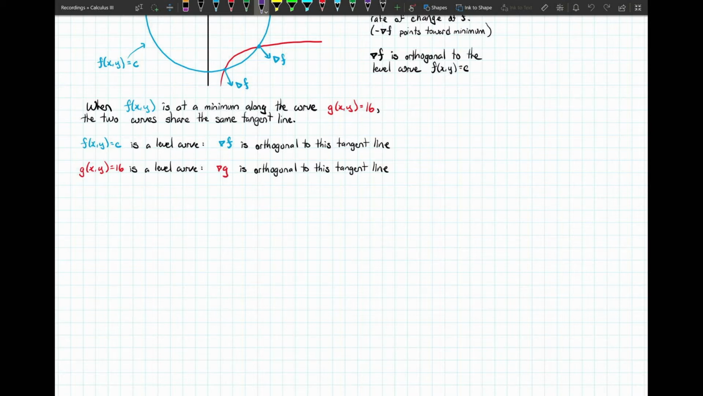Well, in 2 dimensions, if we just have a tangent line and the gradient of f and gradient of g are both orthogonal to that, that tells us that the gradient of f must be parallel to the gradient of g. That means one gradient vector is a scalar multiple of the other. The gradient of f could be written as lambda times the gradient of g for some constant lambda. We call that the Lagrange multiplier, and that is the key to this method.